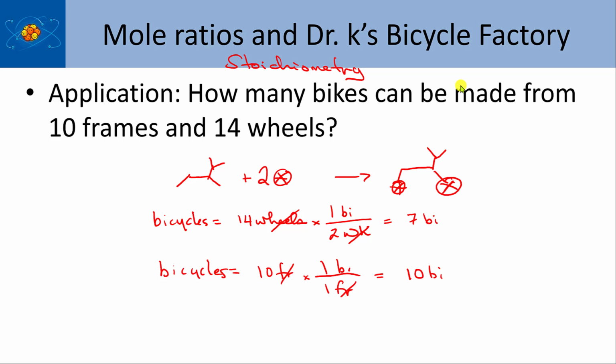It's one of the things I need to make the products, right? So the bicycle is the product. So we would call the wheels the limiting reactant. It limits how many bicycles I can make. The frames, so this is the wheels, right? The frames are known as the excess reactant.